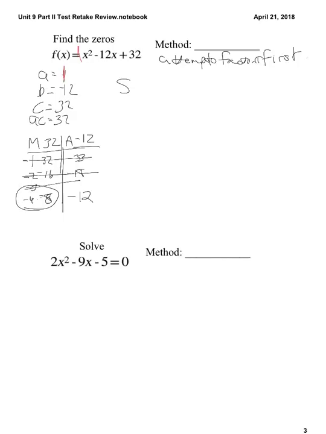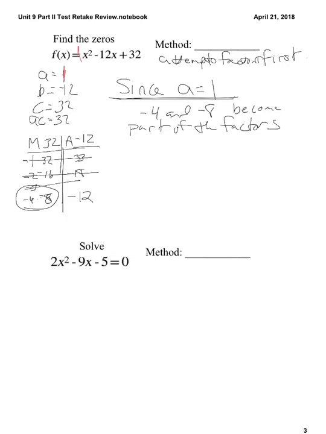Now, since a is equal to 1, negative 4 and negative 8 become part of our factors. And it is only because a is equal to 1 that I can then write my factors as x minus 8 times x minus 4. You can Punnett square these out, and they'll work out perfectly.